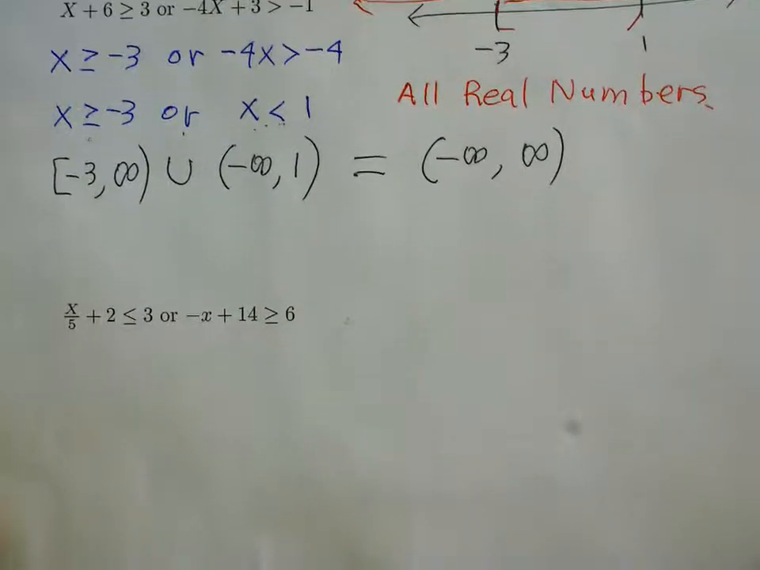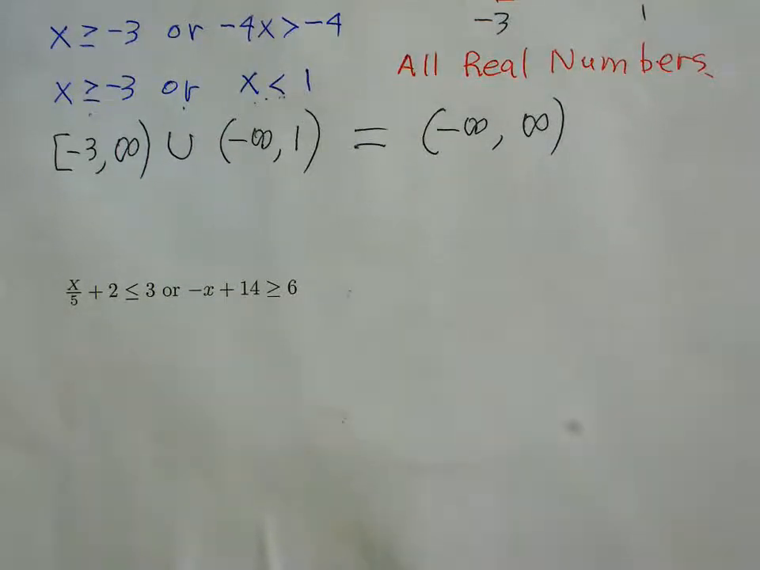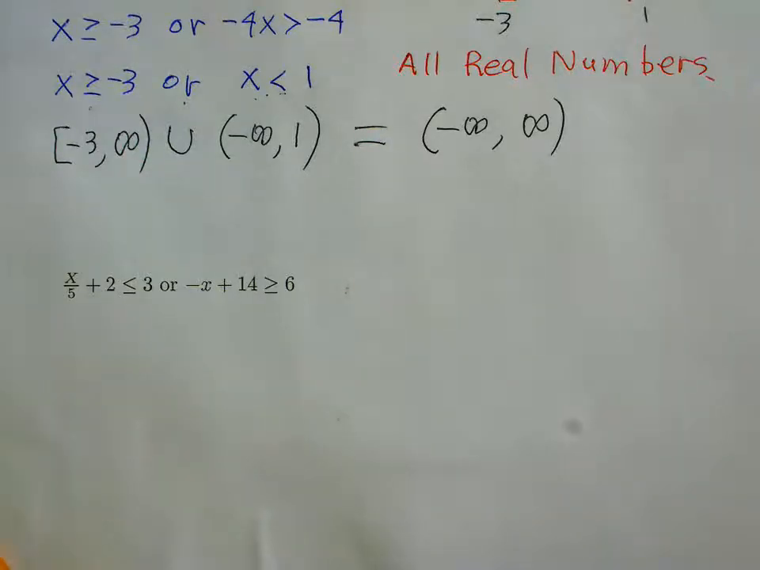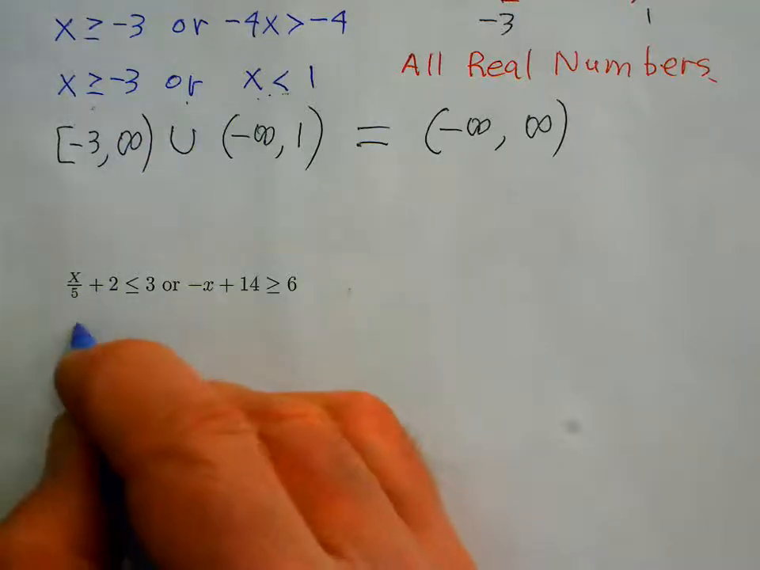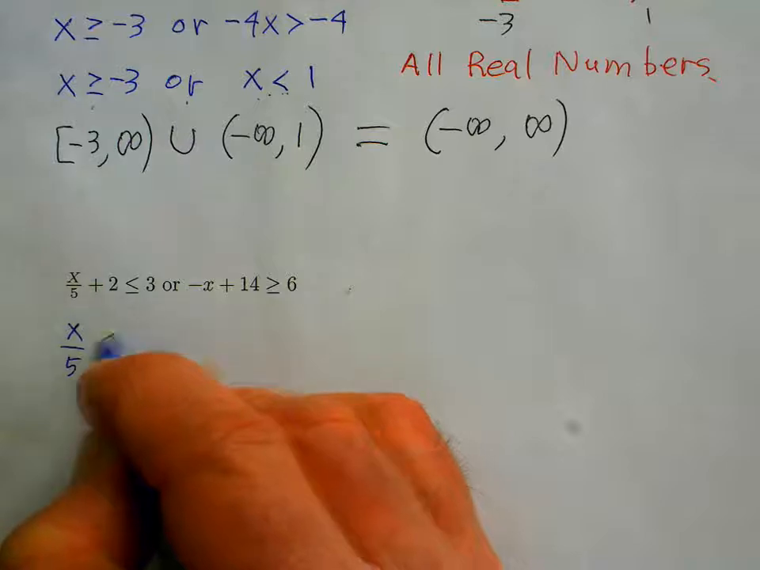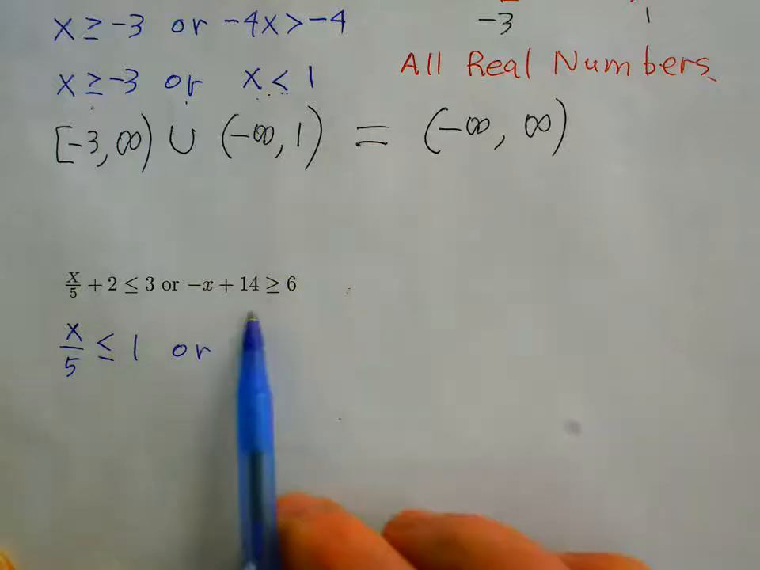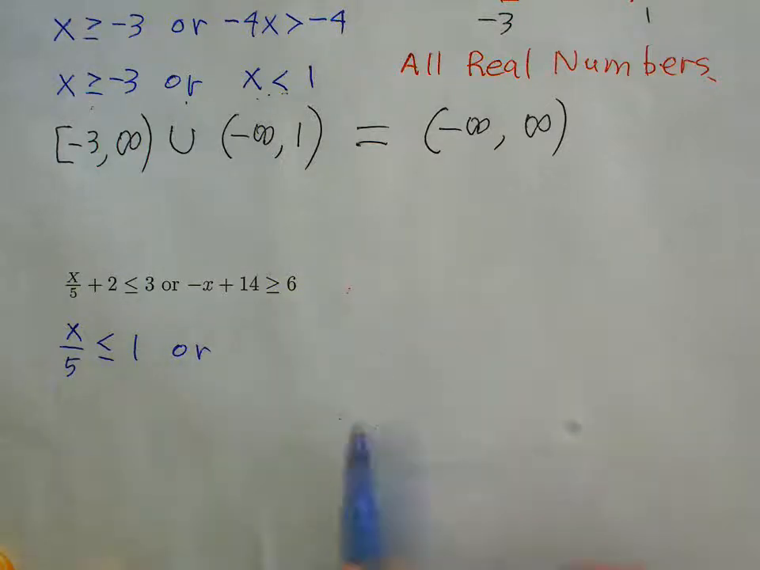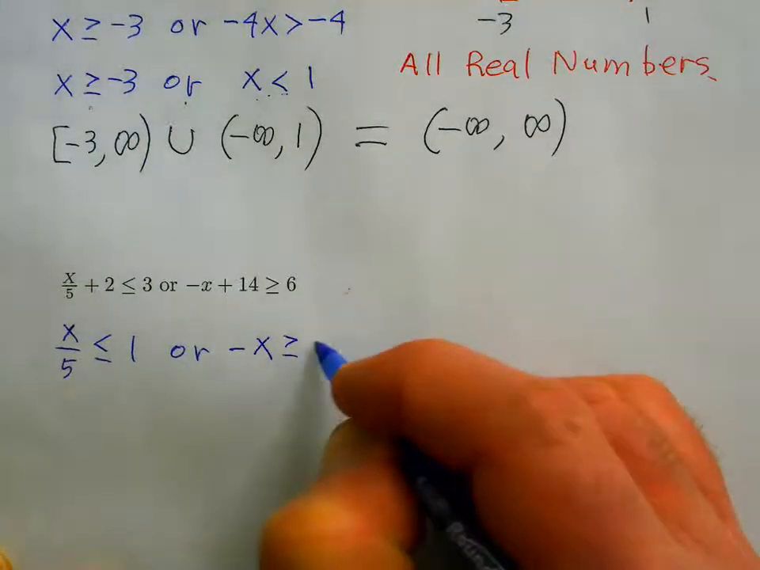Okay, one more example. x divided by 5 plus 2 is less than or equal to 3, or -x plus 14 is greater than or equal to 6. For the one on the left, we begin by subtracting 2 from both sides. So we get x divided by 5 is less than or equal to 1. And then on the right-hand side, we'll subtract 14 from both sides. So we get -x is greater than or equal to -8.